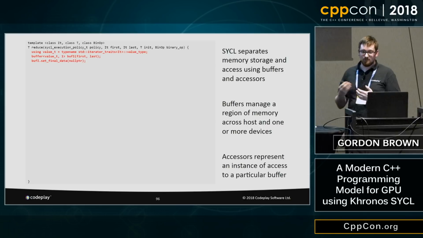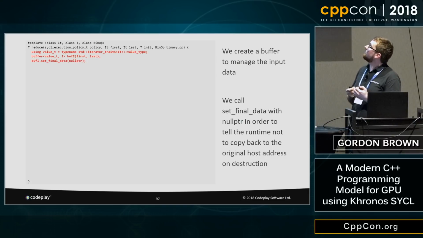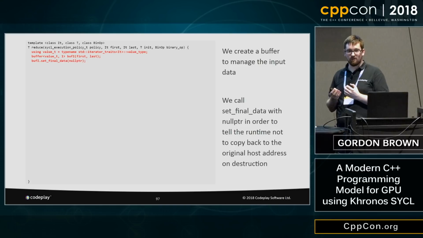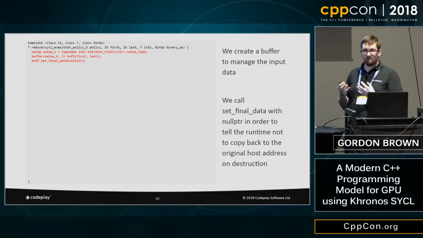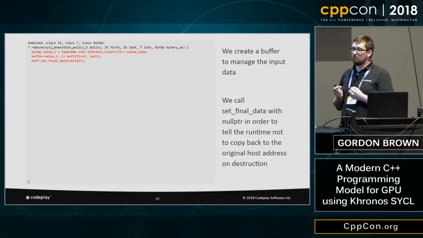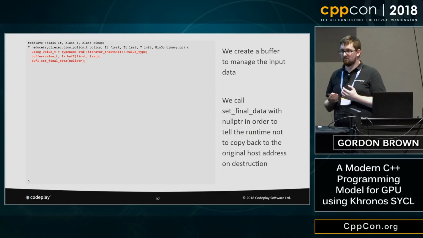So the first thing we do, as we mentioned earlier, is that SYCL separates out the storage and access of data using these buffers and accessors. So the first thing we do is we create a buffer of value type and one dimension, and then pass in the input iterators, the begin and end. So this creates a buffer that is managing the data that the user has passed in. The next thing we do is this set final data. So this is quite an important thing. Effectively what this does is it tells the buffer not to copy back any results to the original host pointer. And that's important because the reduce algorithm is non-modifying. So the original input value shouldn't be modified.